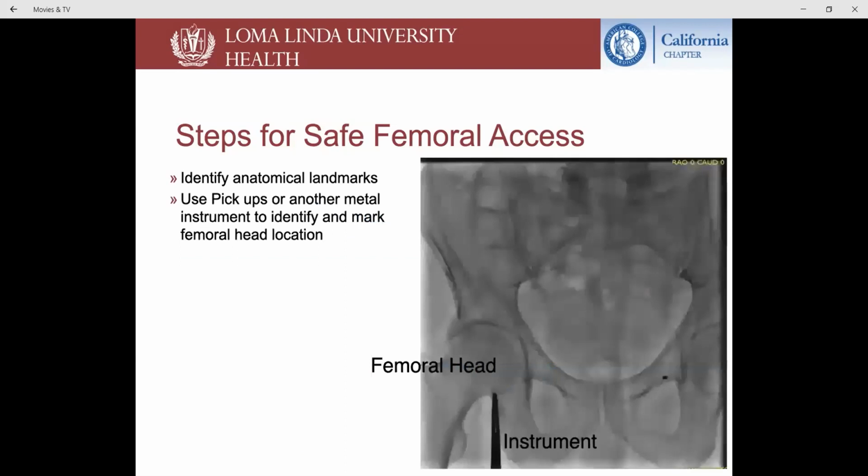First and foremost, I like to use pickups or another metal instrument to identify and mark the femoral head location under fluoro. You put that on the patient's skin approximately where the access is going to be. You can move it up or down once you get under fluoro. In this particular picture, you can collimate or narrow that window a whole lot more. You really only need to see the femoral head for this. Some people put the marker in the middle of the femoral head, some people put it at the bottom, whatever works better for you. It just gives you a sense of where the access needs to be and guides you so you avoid the high stick.